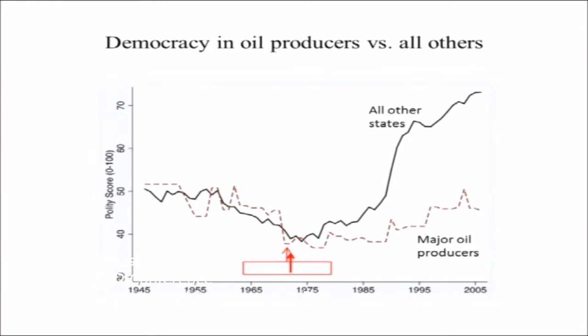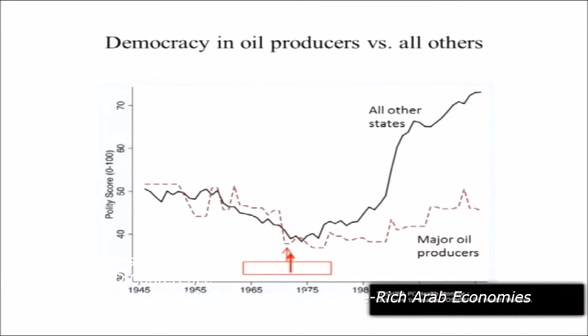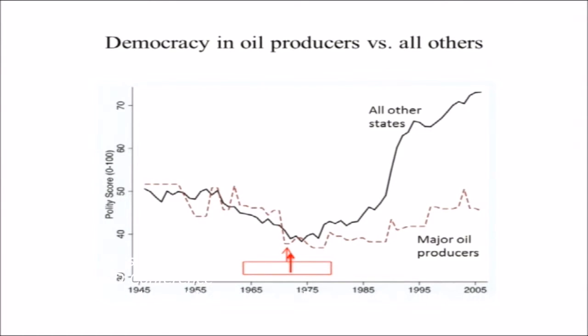So I have here a figure that covers the period from 1945 to about 2006. And on the vertical axis, I have the polity scale, a scale that political scientists have developed that ranks all countries by the level of democratic accountability or democratic institutions. The higher the number, the more democratic; the lower, the less democratic. And I've broken out the major oil producers, the countries that in 1960 were oil producers and today are still oil producers, from all other states, and just looked at the median democracy score, the median polity score, of these two groups of countries.